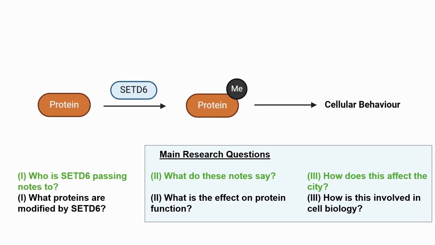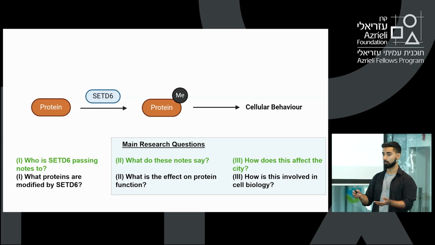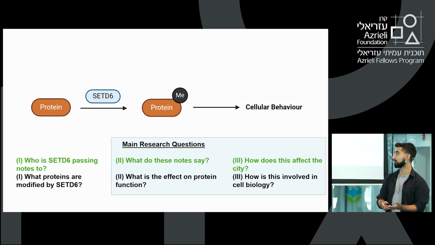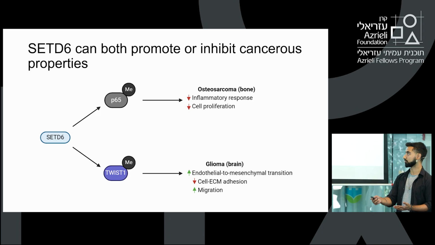So after we've identified who SETD6 is passing out notes to, we can then move to understand what these notes say, as well as how this is affecting the city as a whole. How does it impact cell biology? But the answers to this question are very contextual in nature.